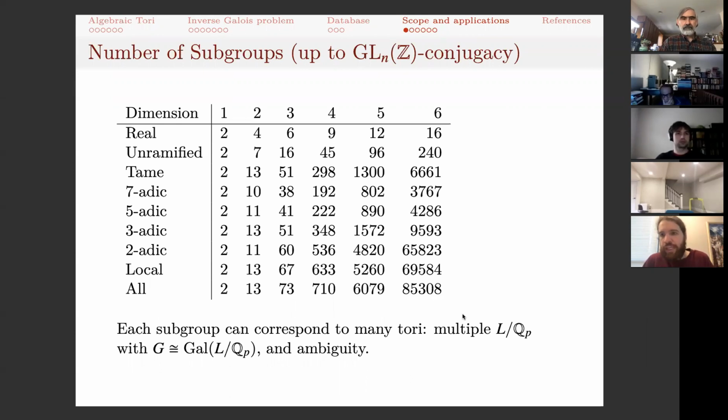Most of those can show up as the Galois group of some local field. In fact, most of them are showing up as Galois groups of 2-adic fields. Part of that is just that lots of groups are 2-groups.